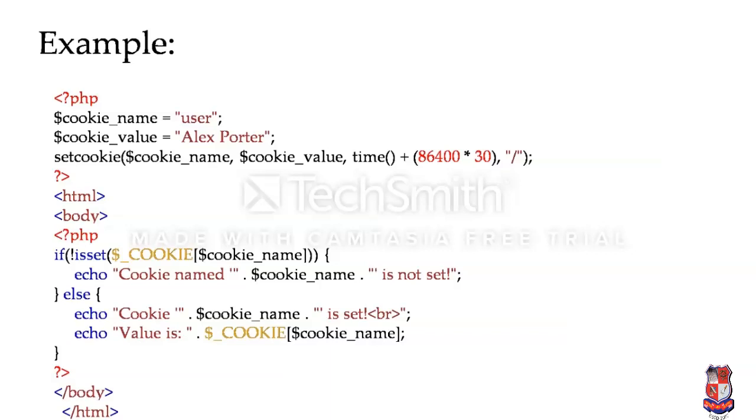Now the time: we can set the time validity of the cookie. For 30 days we have to give 86,400 seconds multiplied by 30 days. I already told you that the expiry parameter takes time in seconds. Then path as a forward slash. Here you can see the value will change. In the previous example, the value was John Doe.